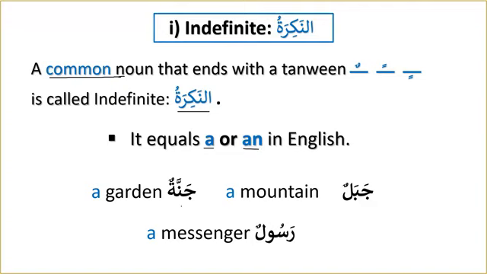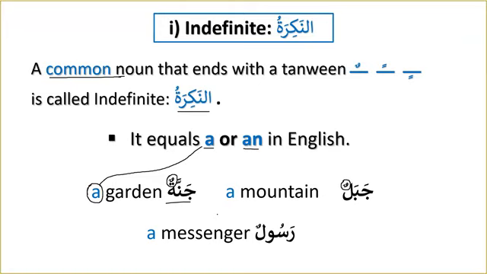And when we see here, for example, jannatun, and look at the translation of jannatun, what is the translation? A garden. So we can see over here that it equals a or an. So jannatun, a garden. And why is it nakira? Because it has tanween and it is a common noun. A mountain, jabalun, again, it has a tanween and it's a common noun. It means any mountain and any garden.